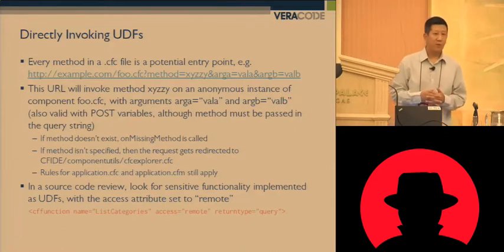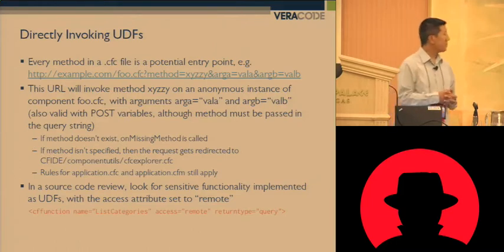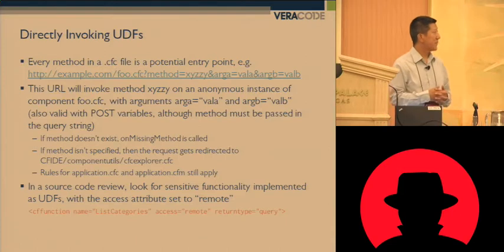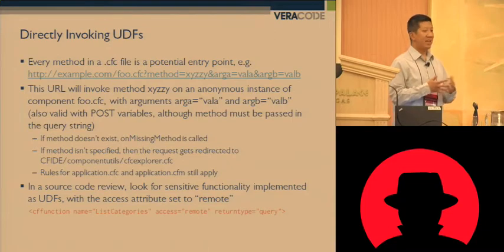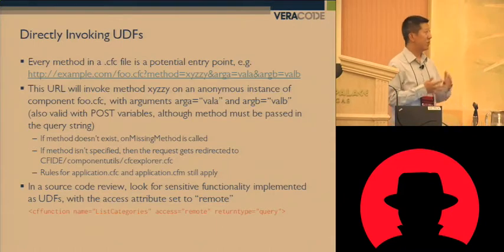So earlier we were talking about ColdFusion components and the idea that you can have functions that are accessible remotely, and I wanted to show you what that looked like. So foo.cfc is a ColdFusion component that we have on the server, and basically any method in that CFC file is a potential entry point if it's defined the right way. So the example URL up there says, we'll load a method called xyzzy in foo.cfc and then pass it these two arguments. And as you can see, it's just all done on the query string there.